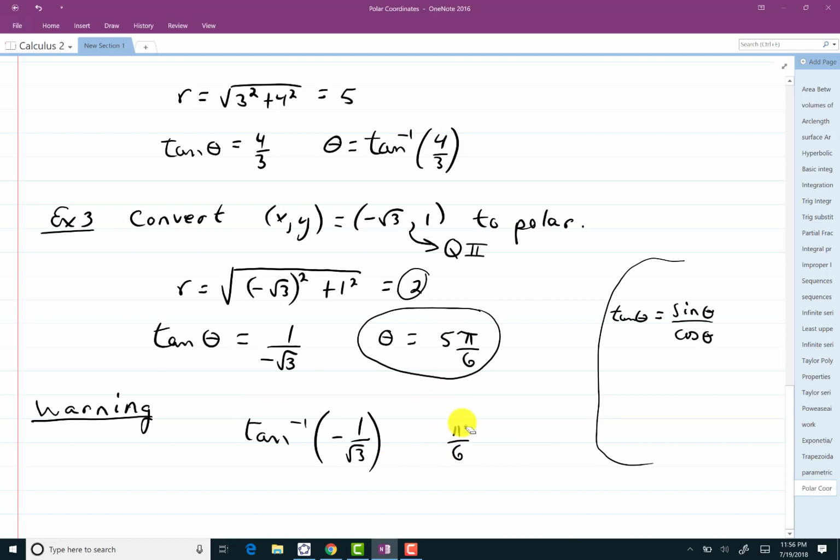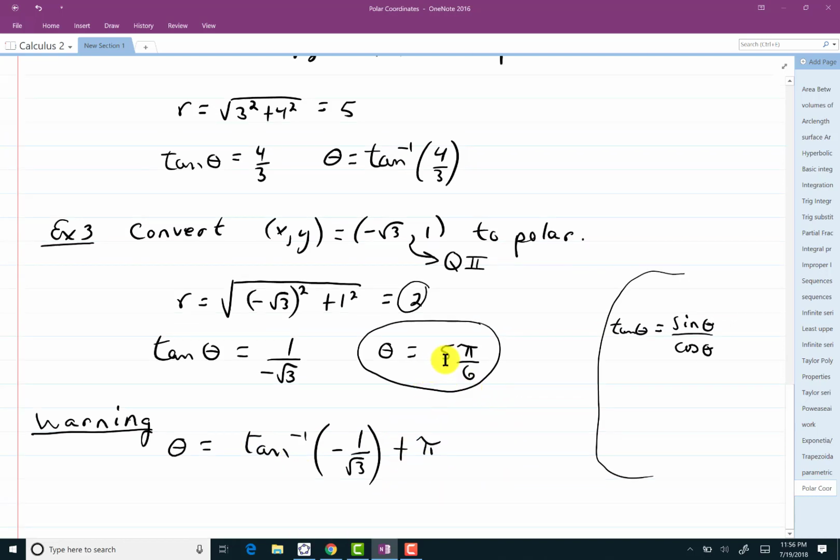If I want the actual theta from the problem, I have to add pi to my answer, so that while this thing here refers to something in the 4th quadrant, when you add pi, it takes you all the way back up to the 2nd quadrant. So you have to keep that in mind.